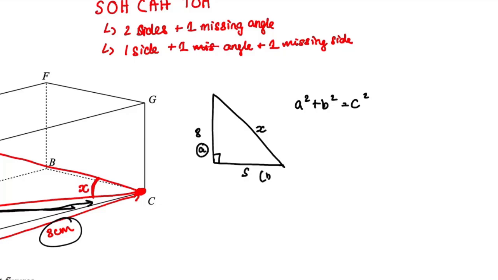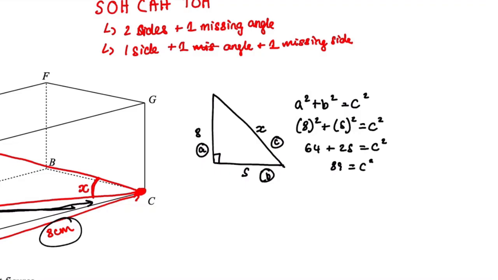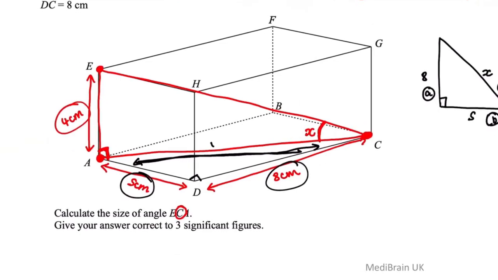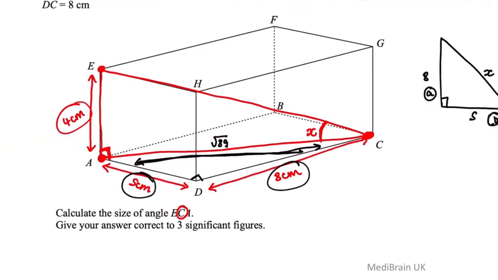A is over here, B is over here, and then C is over here. So we're going to have 8 squared plus 5 squared equals C squared. 8 squared is 64 plus 25, and that's equal to C squared. 64 plus 25 gives you 89. 89 is equal to C squared. So therefore C is going to be equal to the square root of 89. Okay, so this is root 89.